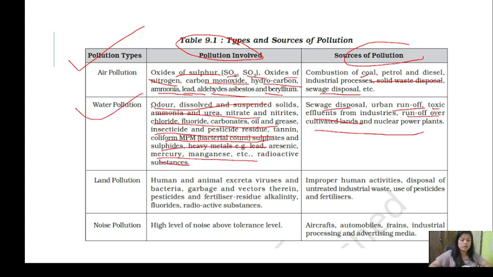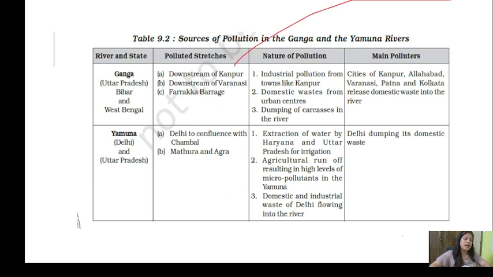Land pollution comes from improper human activities, disposal of untreated industrial waste and all. Pollutants include human and animal excreta, viruses and bacteria, garbage vectors, pesticide and fertilizer residue, alkalinity, fluorides and radioactive substances. Noise pollution is a high level of noise above the tolerable level, from aircraft, automobiles, trains, industries, processing, advertising and media. And then the sources of pollution in the Ganga and Yamuna rivers.